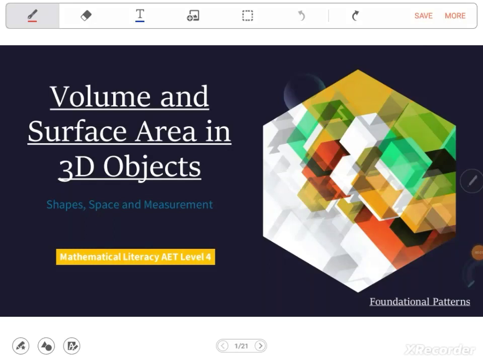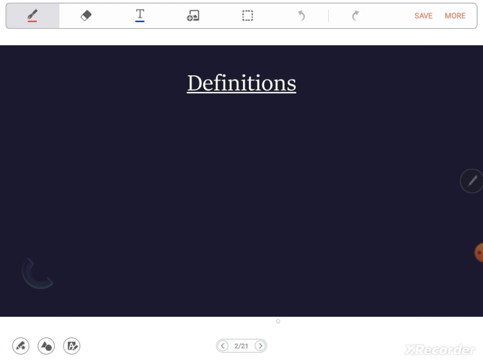Welcome to Foundational Patterns. In this lesson, we are discussing the calculation of volume and surface area in 3D objects. This is a topic found in shape, space, and measurement in mathematical literacy, IET level 4. Now, first we want to define a few terms.